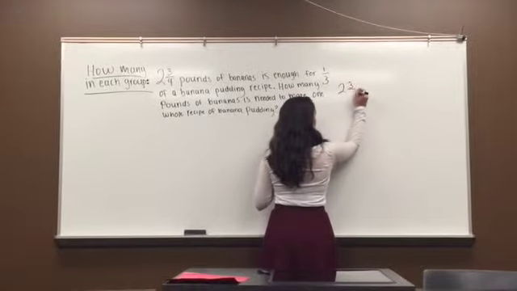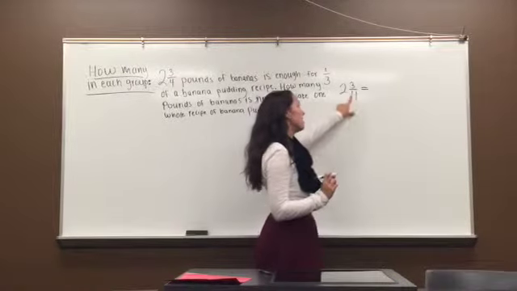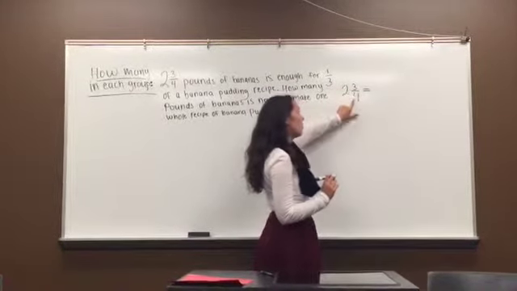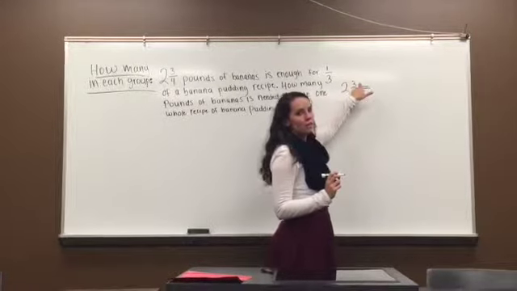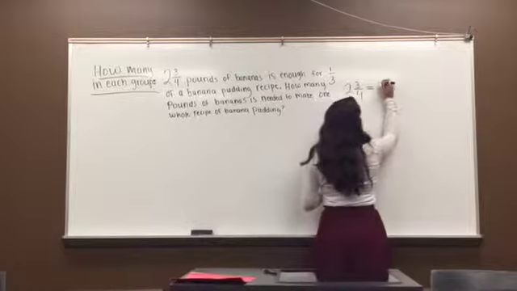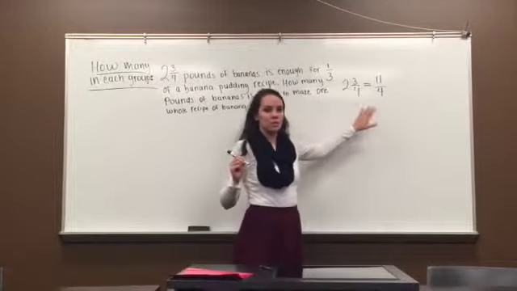2 3/4. To convert this, you're going to multiply the denominator by this whole number, so that'd be 4 times 2, which is 8, and then add the numerator to it. So that'd be 8 plus 3, which is 11, and then you just keep the denominator. So 2 3/4 is equal to 11/4.